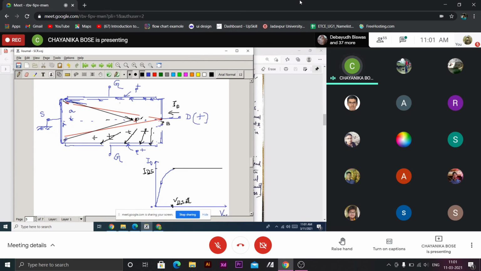So this will be the field that appears within the depletion region. On that side too, the structure is identical, so the field lines will also be like this. Sorry, if it goes higher, the device will no longer work.